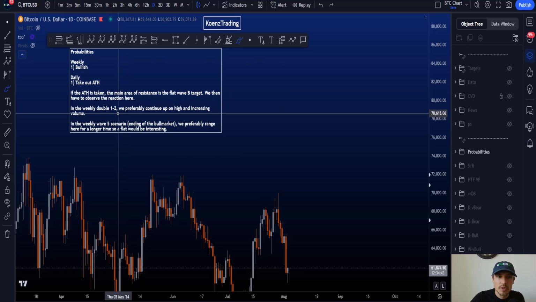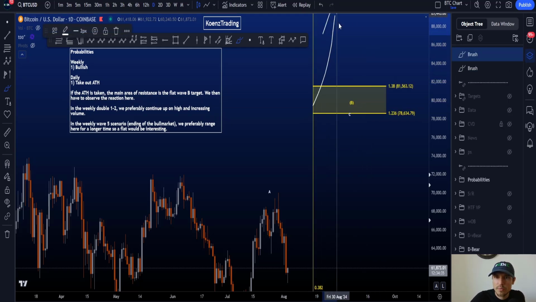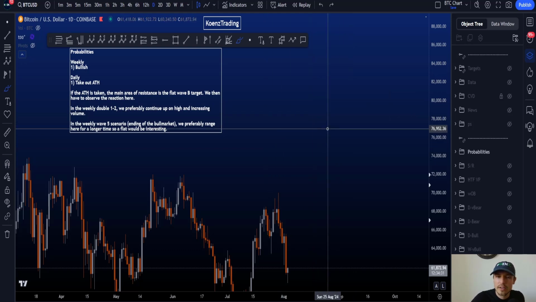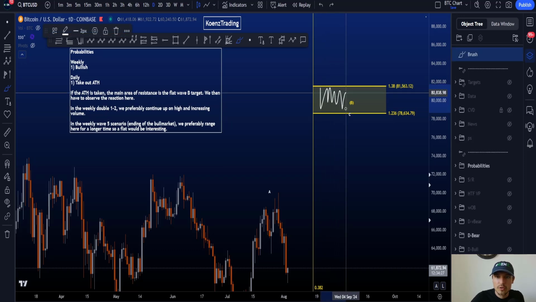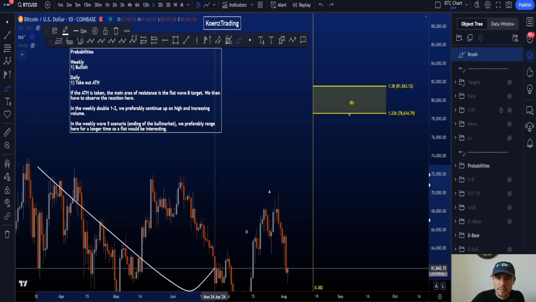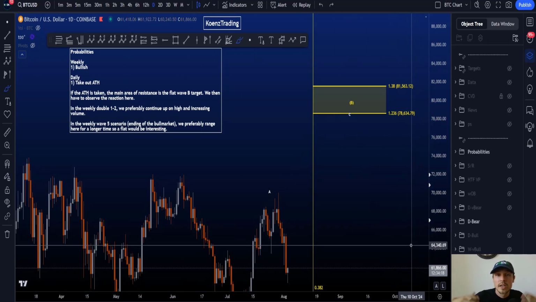In a weekly double 1-2, we preferably continue up on high and increasing volume, right? The wave B target area should not offer too much resistance. We want to continue towards the upside. And in the weekly wave 5 scenario, the ending of the bull market, we preferably start ranging here for a longer period of time and then create a flat and move down in a wave C to have a bigger A, B, C, and then another move towards the upside to finish your wave 5 of the bull market.